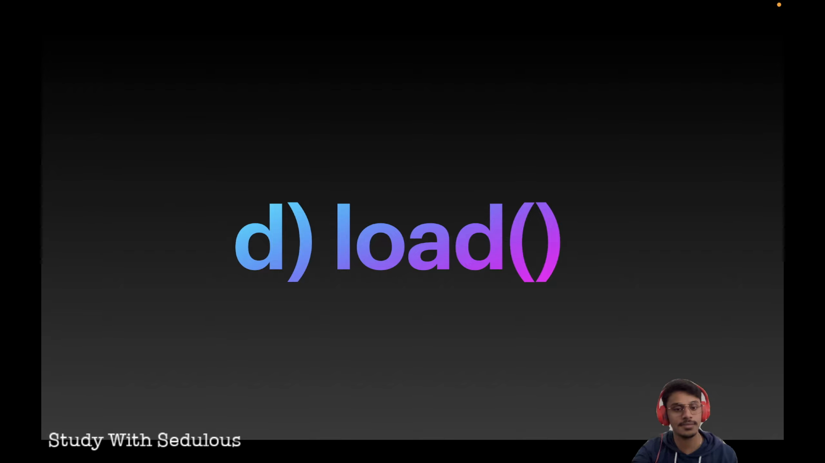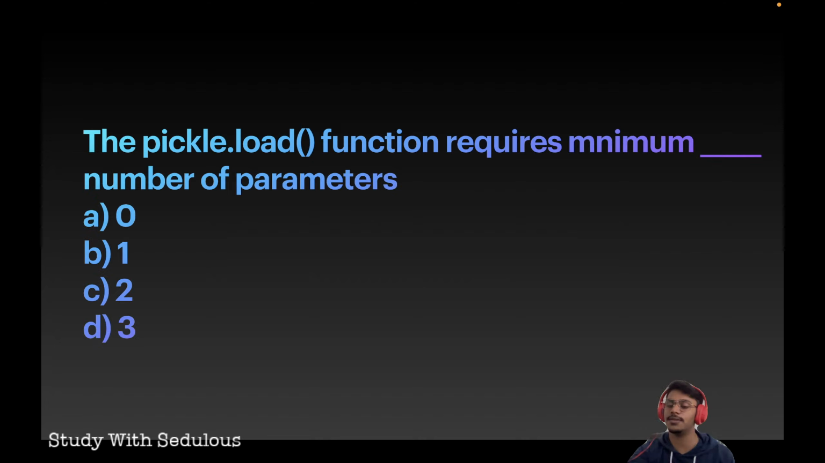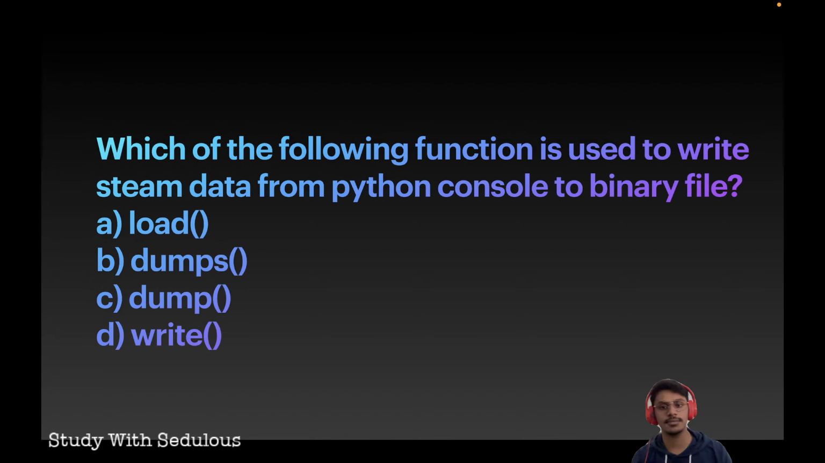The pickle.load function requires minimum dash number of parameters. How many parameters does pickle.load need? It just needs one, minimum one parameter. Which of the following functions is used to write stream data from the Python console, the human readable form, to binary files? We have to write. We are writing. Writing is dump. Right, dump.